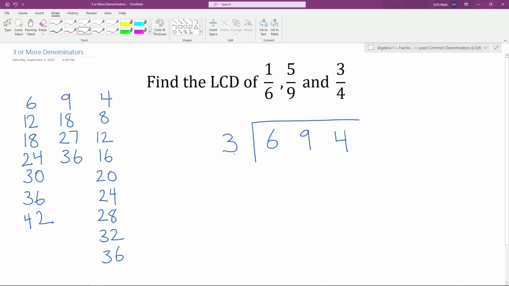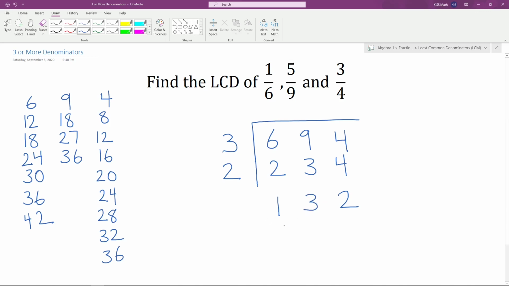So 3 would go into 6 2 times, and 3 would go into 9 3 times. But it would not go into 4 evenly. So what we do is we bring down the 4 without making any changes, and then we try again. So again, there's not a number that goes into 2, 3, and 4 evenly, but there is a number that would go into 2 and 4 evenly, and that number would be 2. So 2 goes into 2 1 time, and 2 goes into 4 2 times, but it would not go into 3, so we just bring that 3 down.